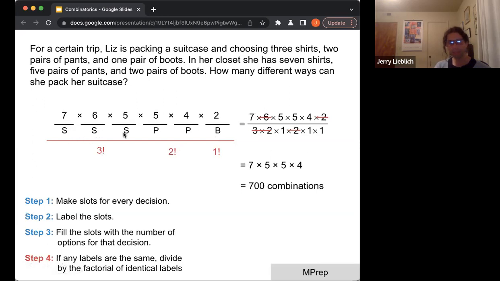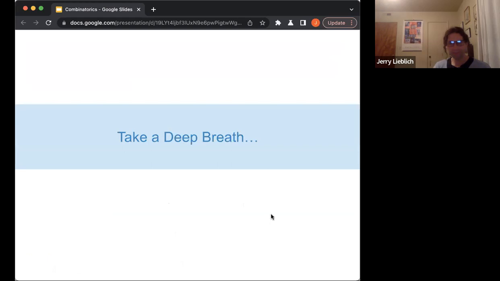I'm picking 3 shirts, so I divide by 3 factorial. 2 pants, so I divide by 2 factorial. I'm only picking 1 boot, 1 pair of boots, and I have 2 that I'm choosing from. But if I had 10 that I was choosing from, it would just affect this number, not this number. Does that make sense? Okay. So let's try another.